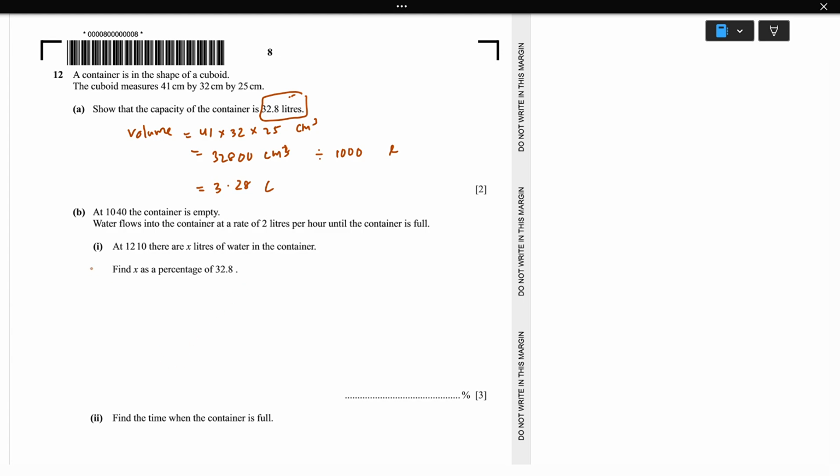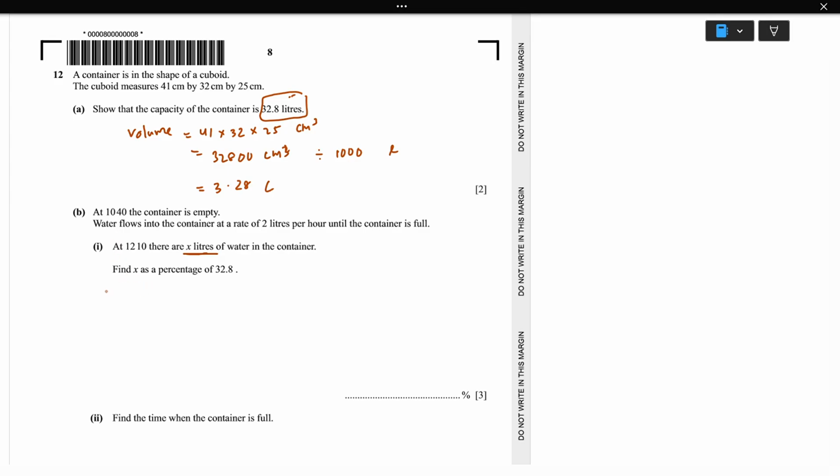Okay, the next one. At 10:40 the container is empty. Water flows into the container at the rate of 2 liters per hour until the container is full. At 12:10, there is X liters of water in the container. Find X as a percentage. First, we need to calculate how many liters there are in the container at 12:10. At 10:40 the container is empty.